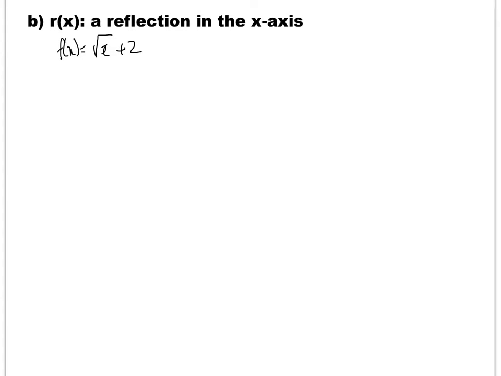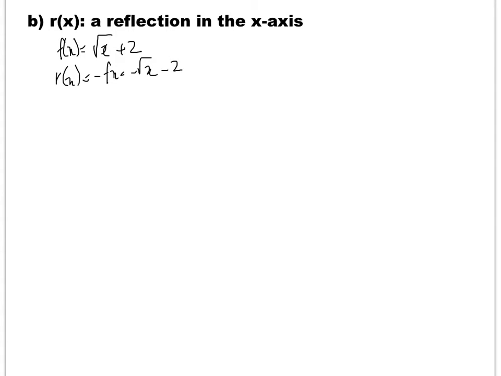In the next example, we have to find R of x, which is a reflection in the x-axis of the function f of x. Remember that when you have reflection on the x-axis, you are going to multiply your function by negative 1. So we are going to say R of x is negative f of x, which is negative square root of x minus 2.